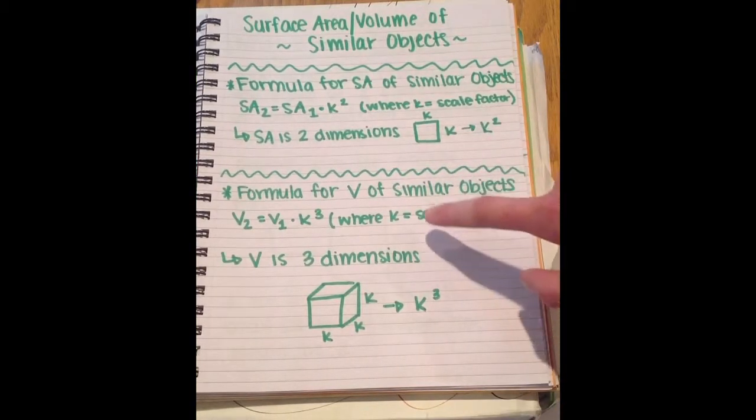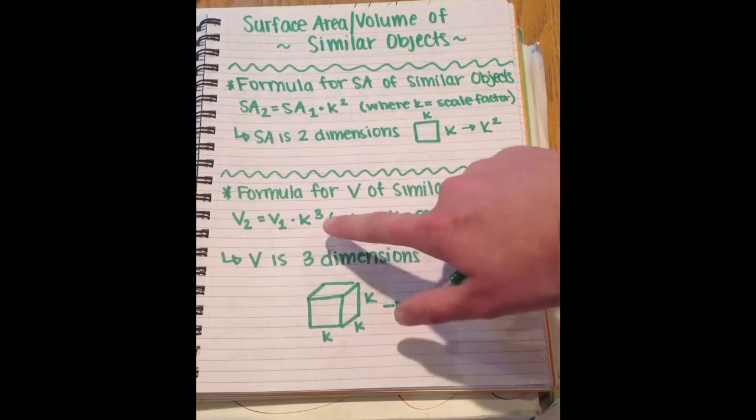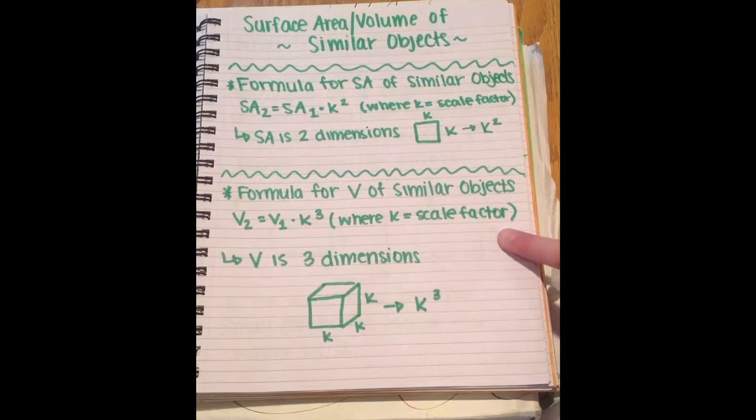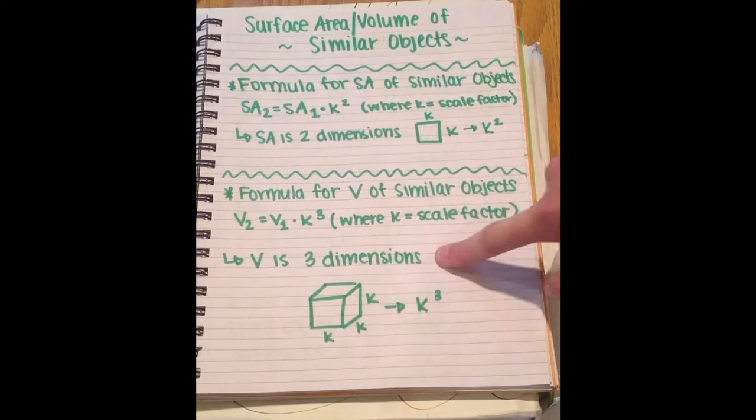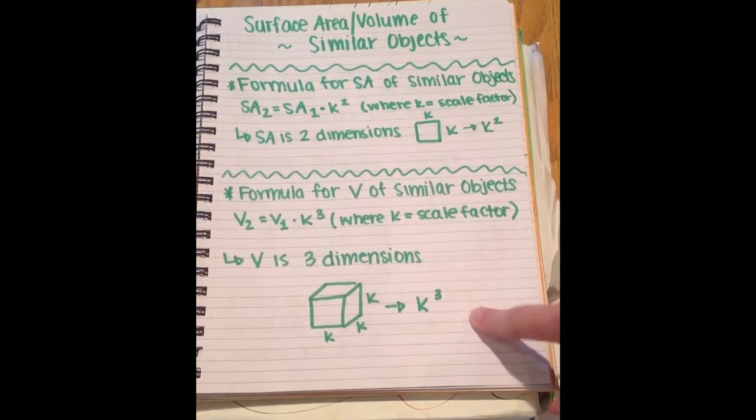And then for volume of similar objects, we have volume 2 equals volume 1 times k cubed, where k again is the scale factor. And volume is 3 dimensions, so we have k times k times k, which is k cubed.